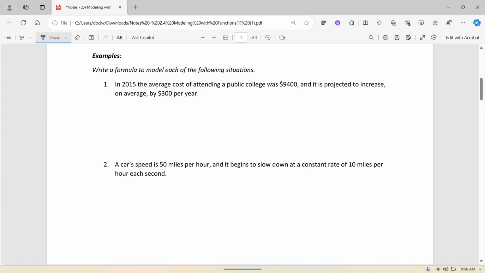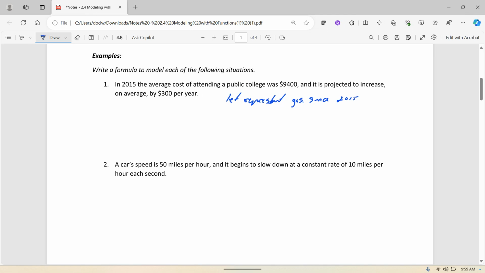So in this case, we're going to let x represent the number of years since 2015. So in the year 2020, I would not use 2020 to represent the year 2020. I would let x be 5 in the year 2020. X would be 0 in the year 2015, and so on.